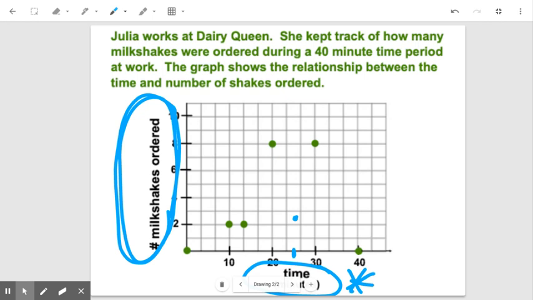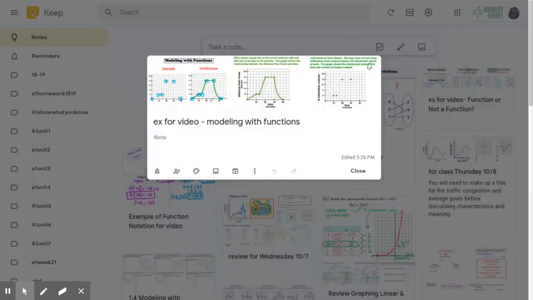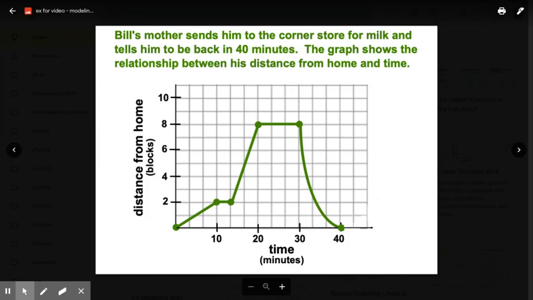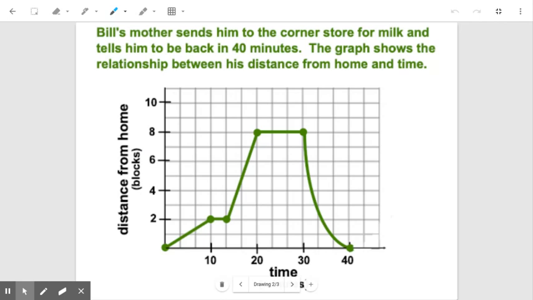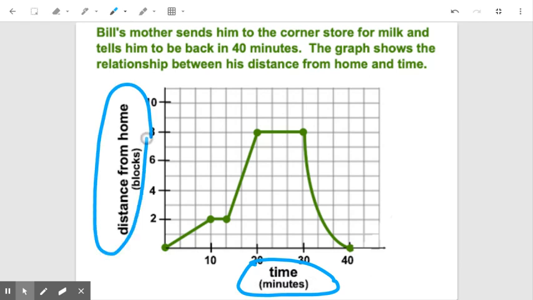The next example we're going to look at, which again is that same graph from the beginning, it's the continuous one. Notice that I put a different situation with this one. And it says Bill's mother sends him to the corner store for milk and tells him to be back in 40 minutes. The graph shows the relationship between his distance from home and time. So again, it's important to remember this is time in minutes, like it was last time, but this is distance from home in blocks.